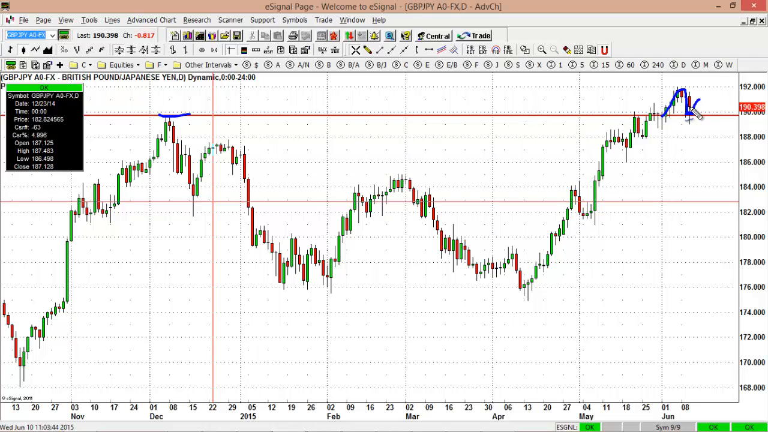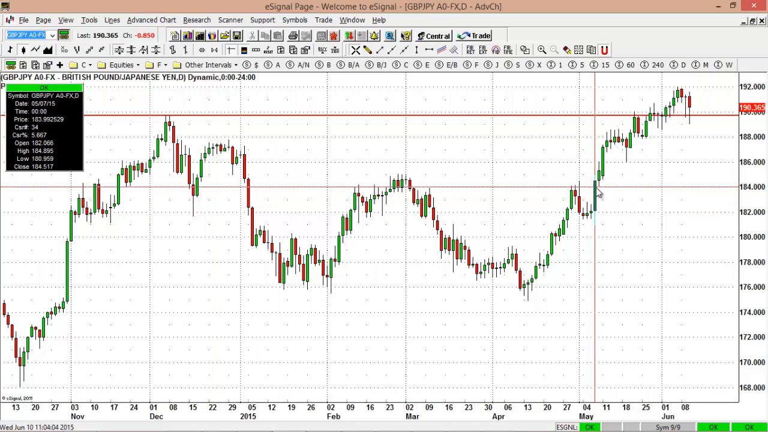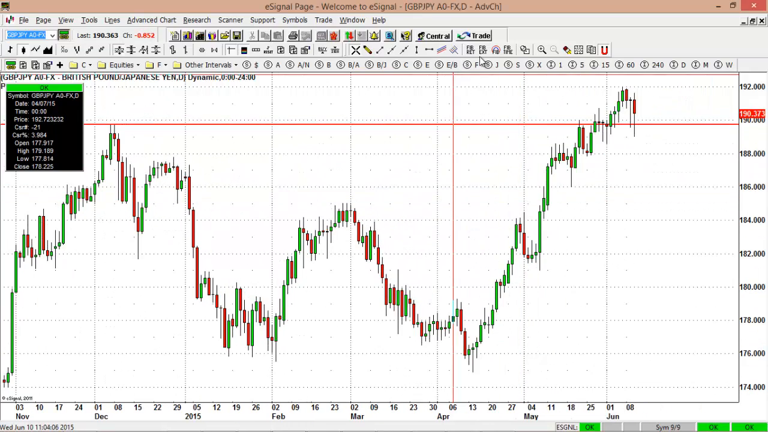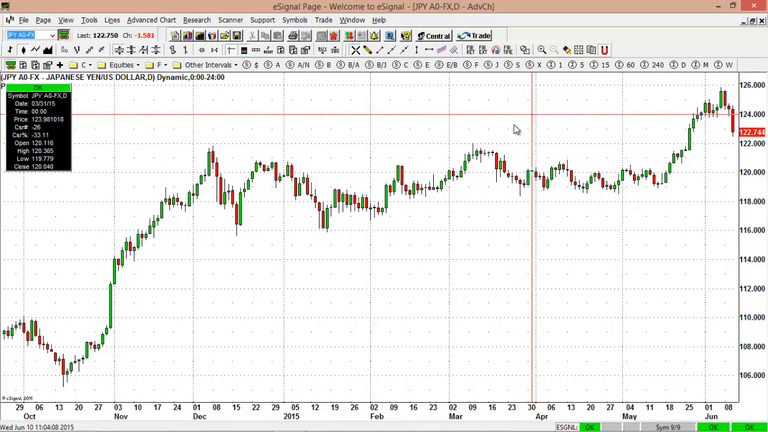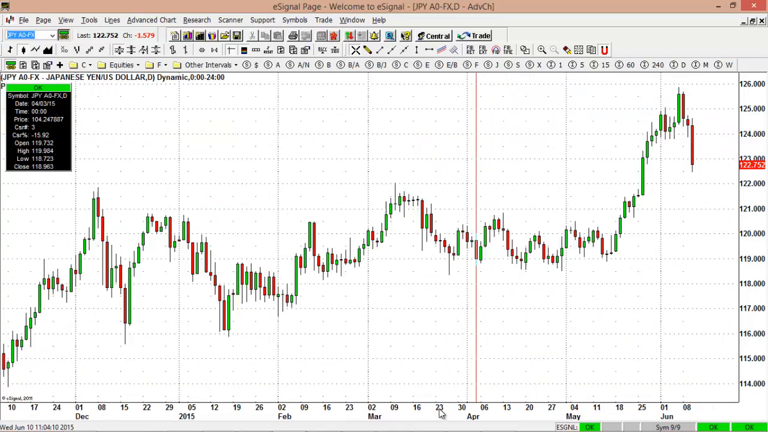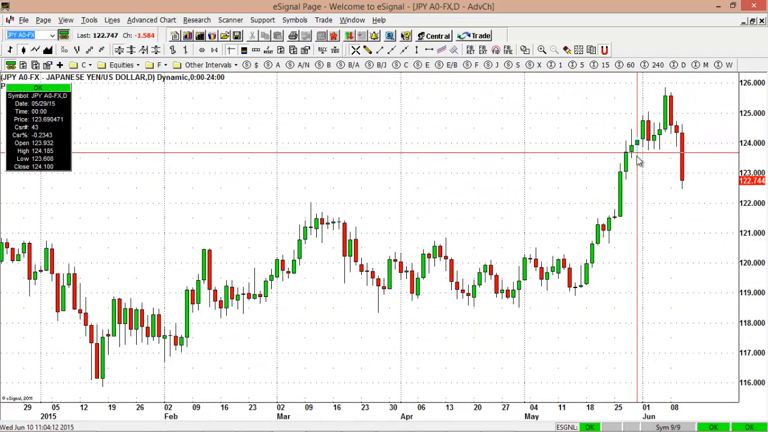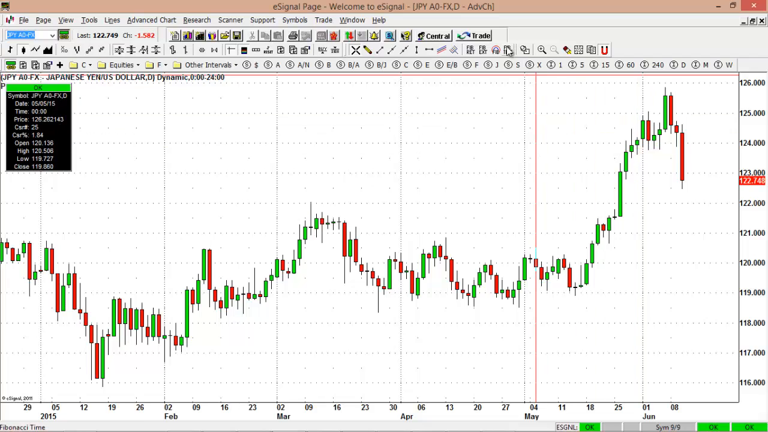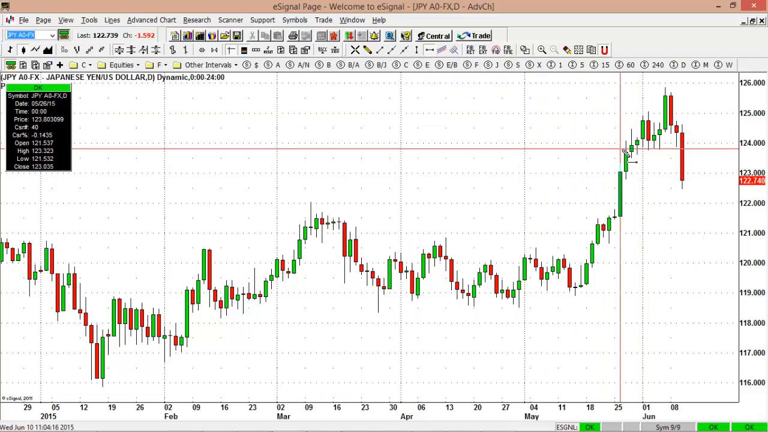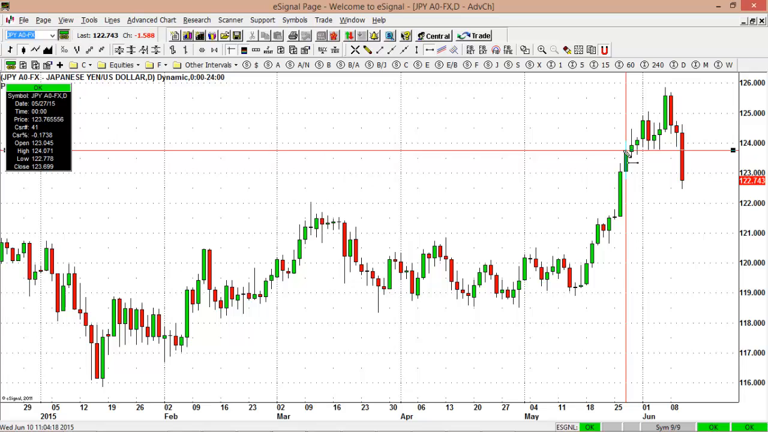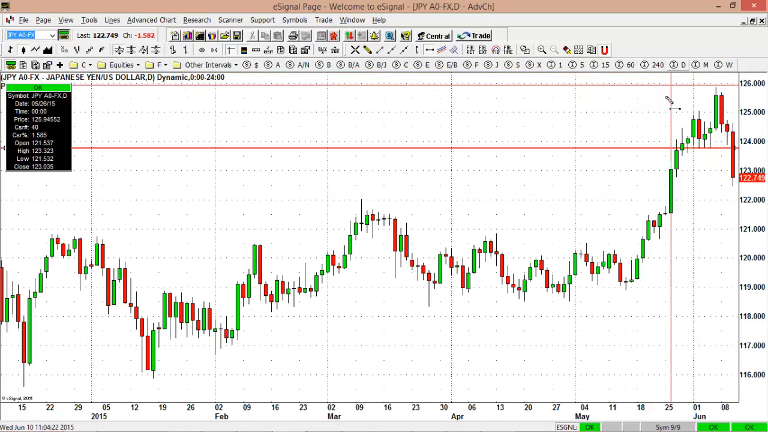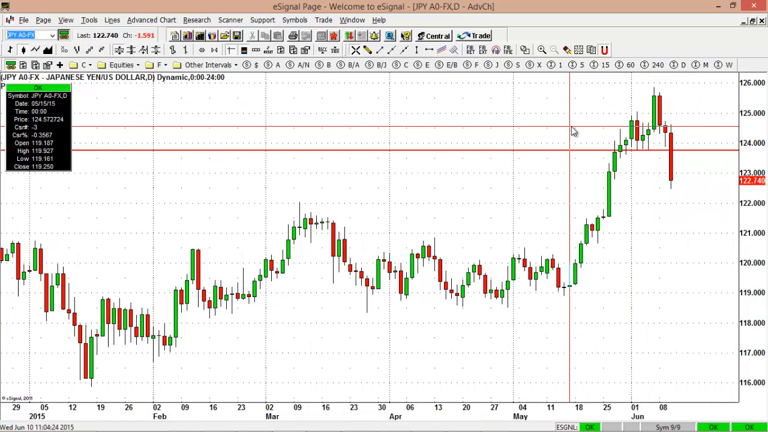And we will see if the market can close above this 192 high. And if it does that, that would signal further gains in this British pound Japanese yen pair. Now, yesterday I spoke about the fact that the Japanese yen, if it goes below this support area near the 124 level, that could trigger a larger sell-off.